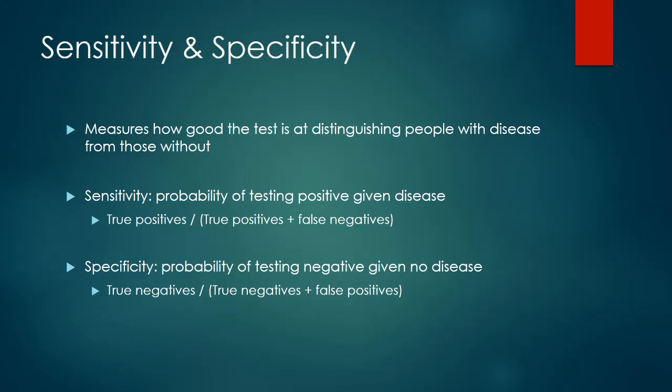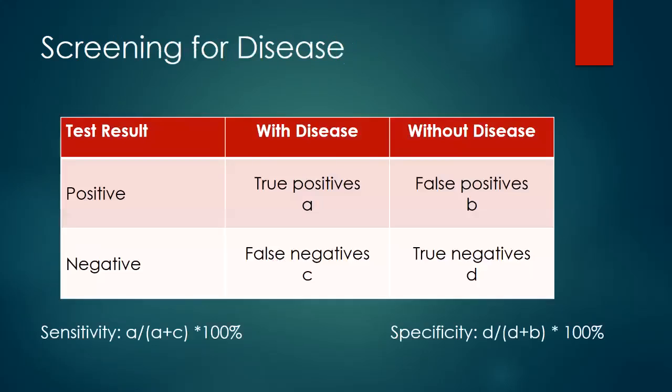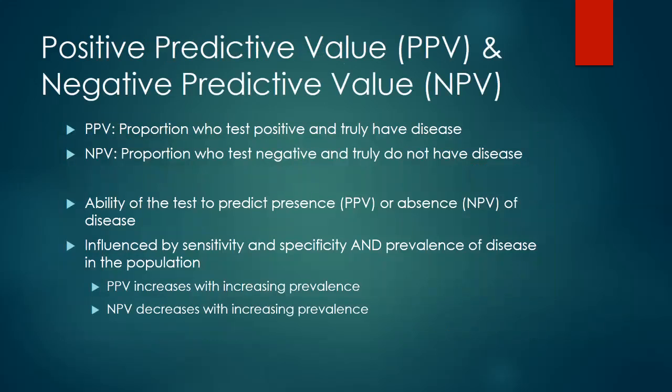It's calculated as the number of true positives out of true positives and false negatives. And specificity is the probability of testing negative given that someone does not have disease. So that's calculated as the true negatives divided by the true negatives plus the false positives. And here we just show those same calculations based on a 2x2 table. So again, sensitivity would be the true positives, or box A, divided by all of those who truly have disease, A plus C, and so on.